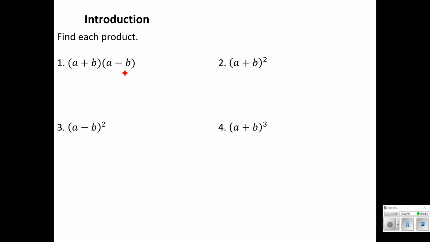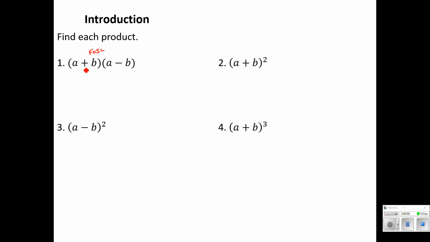Okay, hopefully by now you've come up with some products here. So what we're doing is we're multiplying quantities. So here we've got the quantity a plus b times the quantity a minus b. And this is indicative of the FOIL method. We're multiplying two binomials. Those are expressions containing two terms.